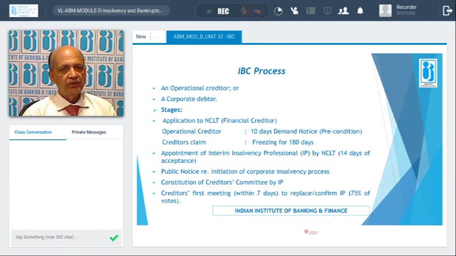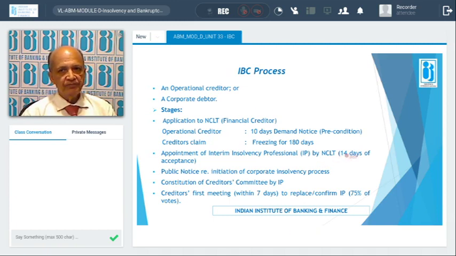First is an application to the NCLT by the lender, the financial creditor. The financial creditor can make an application before the NCLT for either liquidation or insolvency resolution. Suppose it is an operational creditor, there is a precondition for them. First, they will have to issue a 10 days demand notice, asking them to pay the money within the time frame. If the debtor fails to make the payment, then only the operational creditor can approach the NCLT for redressal, either for resolution or for liquidation.